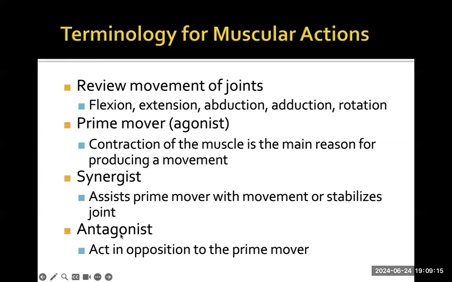And then antagonist muscle interactions are going to be ones that oppose each other. So like flexion and extension oppose, right? This increases the angle of the joint, that decreases the angle of the joint. Same here with abduction and adduction, right? Here, this might be the prime mover, and this would be the one that acts in opposition to the prime mover, right? So it does the opposite thing.